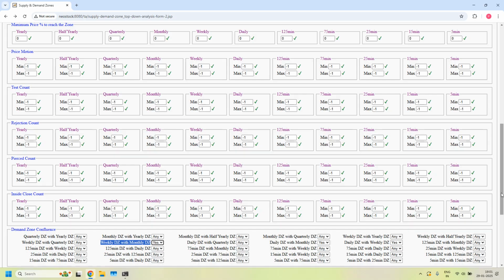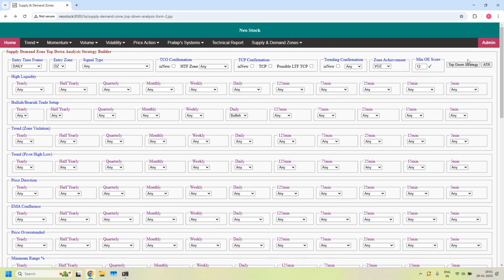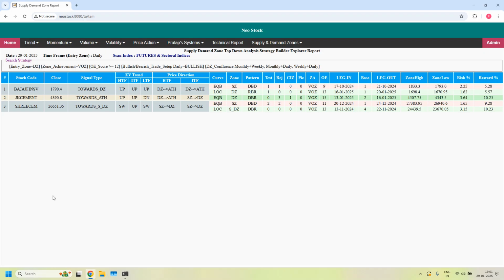With all the three filters, LTF, ITF, HTF demand zone confluence, we got three stocks. In these three stocks, these daily demand zones are part of the weekly demand zone. Both together again part of the monthly demand zone. That means everything is part of the monthly zone. Monthly means HTF. HTF trend is up in the first two stocks. So these two stocks are having a monthly EMA confluence. They could be even higher priority supported stocks.